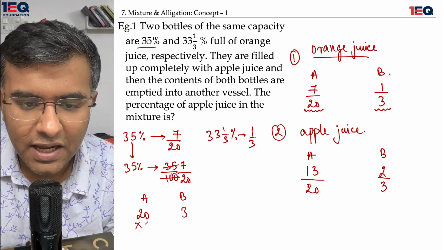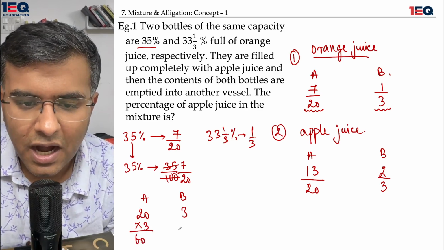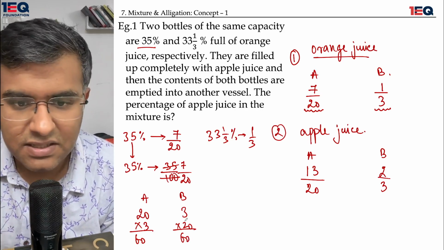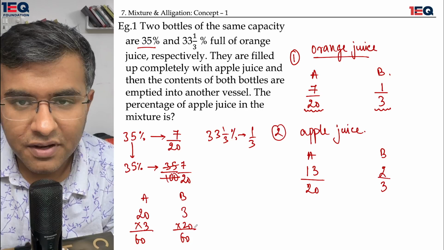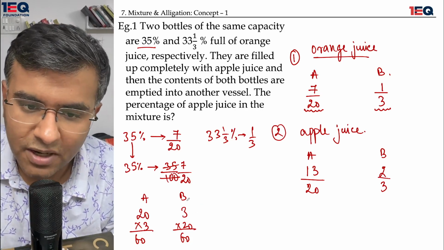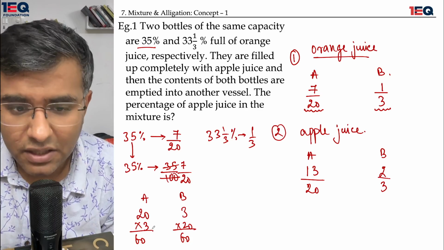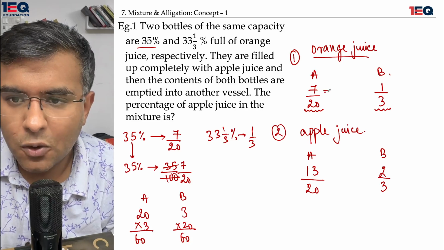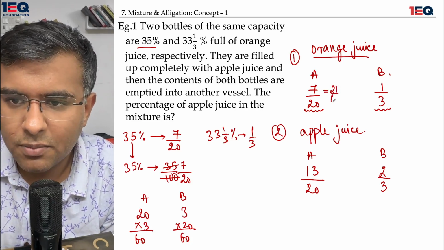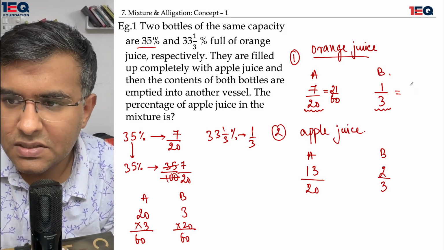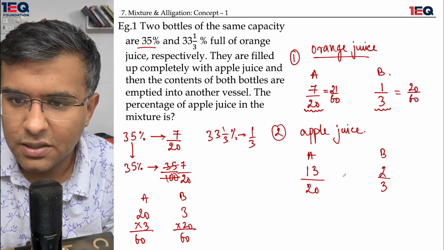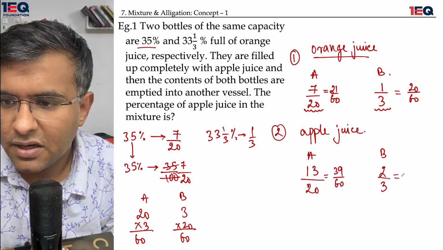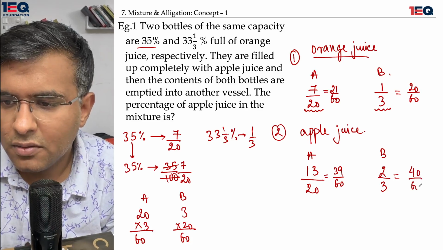That means with A, I'll have to multiply by 3, which makes it 60. And with B, I'll have to multiply by 20, which makes it another 60. So I have 60 and 60 equal now. For every calculation that I have done with A, I'll have to multiply it by 3, and for B, by 20. I'll multiply both up and down, meaning both numerator and denominator. This means 21 upon 60 and for B, 20 upon 60. Here, 39 upon 60, and here as well, 40 upon 60.